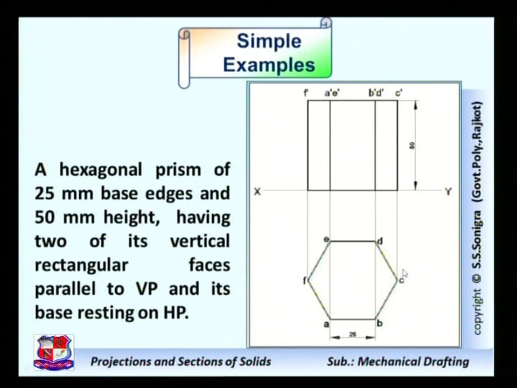After drawing this top view, we take projection from each corner A, B, C, D and E, draw vertical lines and draw here a rectangle in such a way that its height is 50 mm and width is equal to the F to C distance. So this is the simple example of hexagonal prism. Now if in the example it is given that 2 vertical rectangular faces are not parallel to VP but are perpendicular to VP, then we have to draw this hexagon in such a way that 2 sides are perpendicular to XY line.